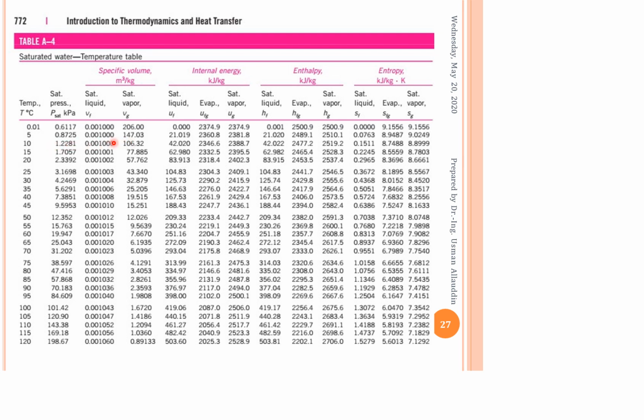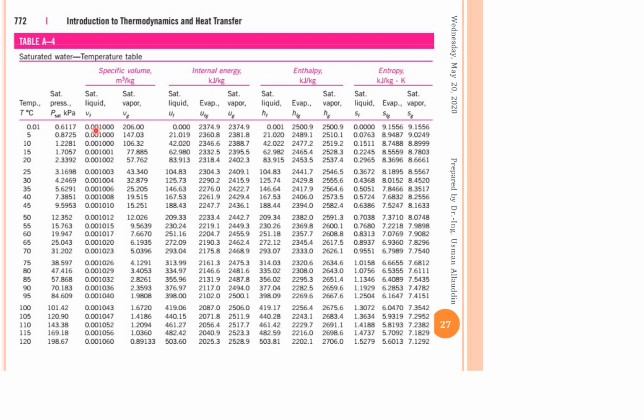You can also find the specific volume, any specific volume you want. You can also find the internal energy value, enthalpy value, and entropy value. You can find a lot of values here. These values are all per unit mass. For example, here we have specific volume, here we have specific internal energy, here we have specific enthalpy, and here we have entropy.